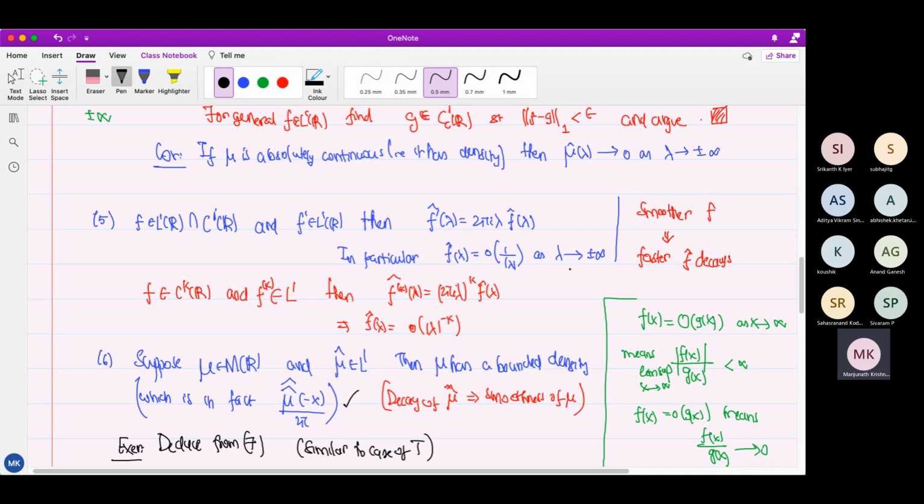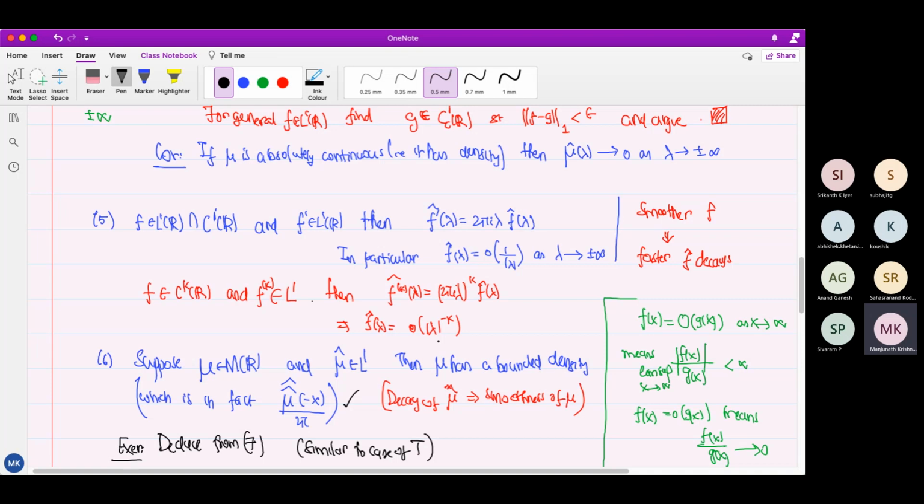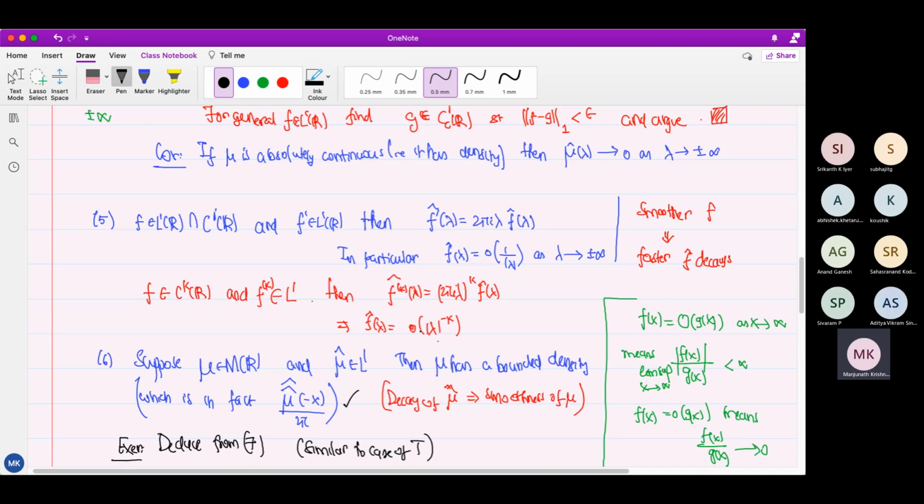Smoothness of f implies decay of f hat. This we said last time. If f is C^k, then f^(k) is L1, and so f hat of lambda will decay faster than 1 over mod lambda to the power k. Okay, strictly faster than that.